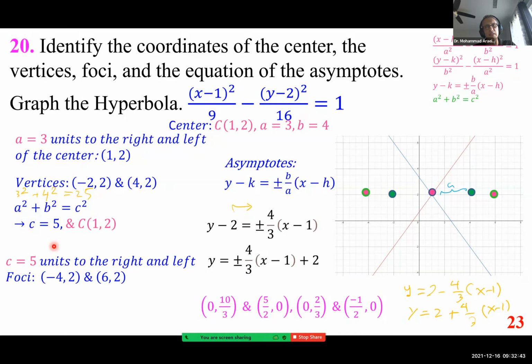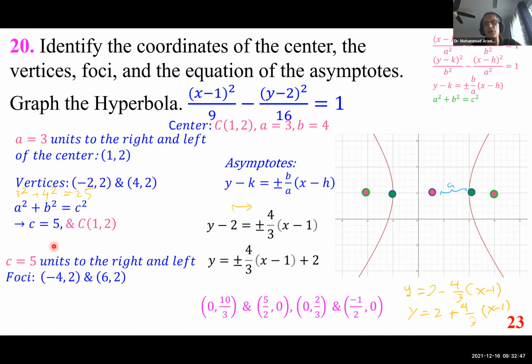So I hope everybody can see how easily we can calculate those. And here's the graph. Let's throw in the asymptotes, and as always in dashed format.